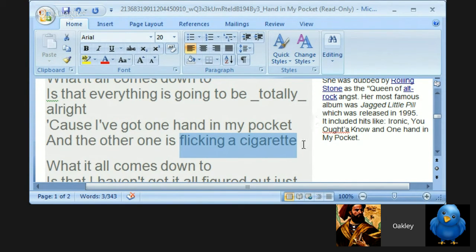Let me think, teacher, because I got my pocket and he's flicking a cigarette. The hand means that the hand has a cigarette in the pocket. No. She's flicking a cigarette, and actually, to tell you the truth, this can have two meanings.